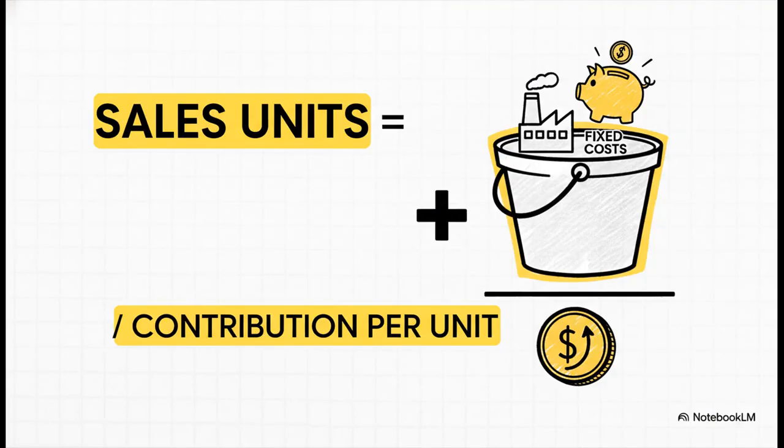Just look at the top part of the fraction. We've just taken our break-even formula and added our desired profit right next to the fixed costs. We're essentially treating our target profit like it's another fixed cost we have to cover. The logic is identical, but now our goal isn't zero, it's profit.